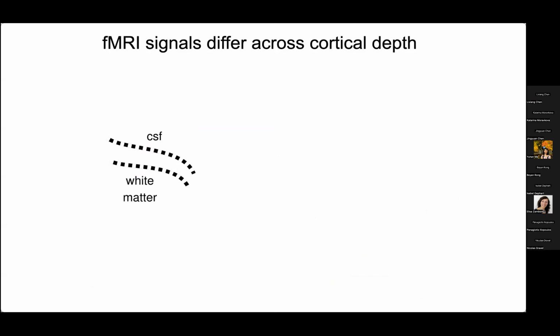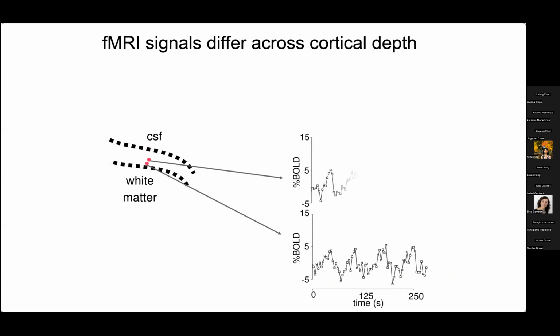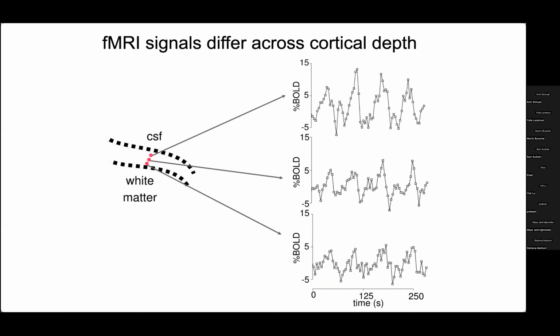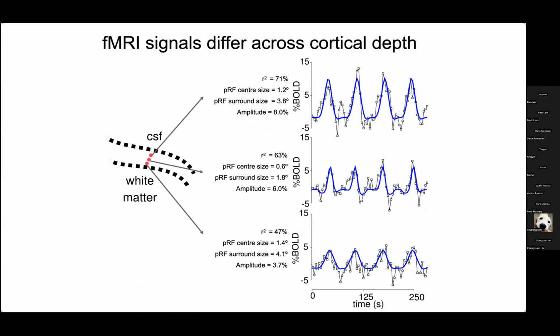And if we then look at the data we collected, here's single voxel data from sort of deep, middle, and superficial layers. The one thing you can immediately appreciate is that the signal amplitude increases towards the pial surface. Now, if you fit these data, these are the model fits that we get out. You see that the variance explained varies with the signal amplitude.